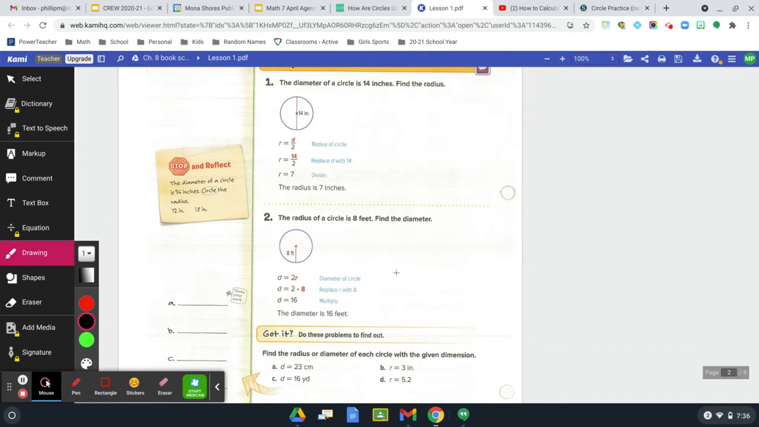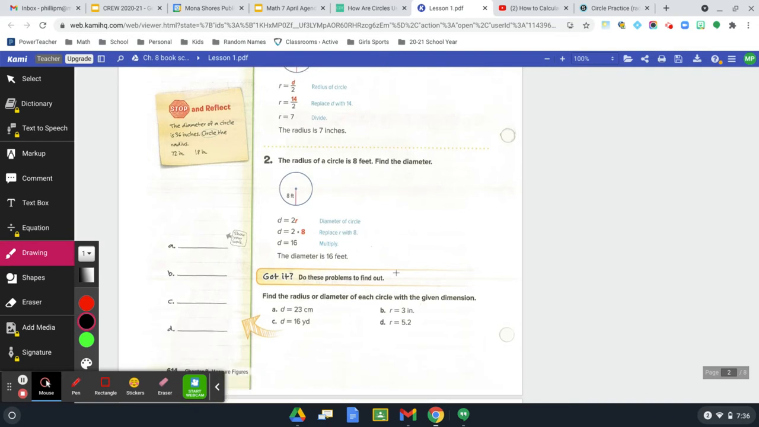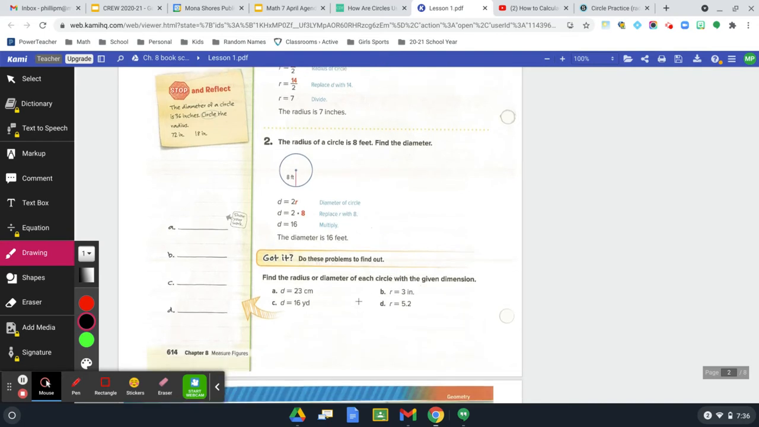So let's practice that a little bit more. Go down to the "Got it?" right here. It says, do these problems to find out. Find the radius or diameter of each circle with the given dimensions. So letter A, you have a diameter of 23 centimeters.